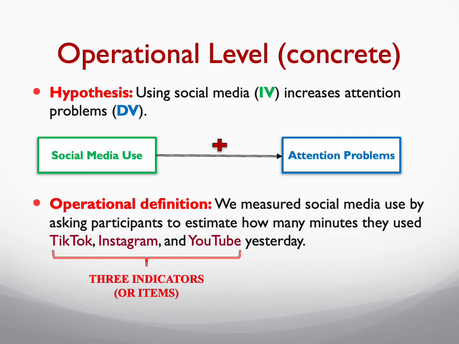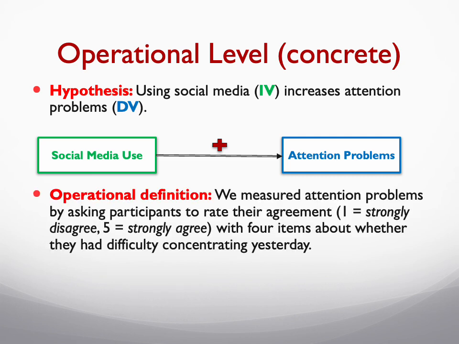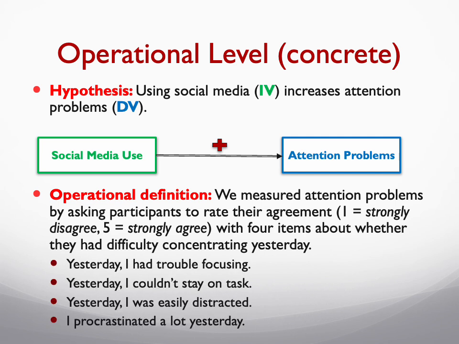So our operational definition is how we're actually going to measure this social media use in our study. And our indicators are those specific questions the participants are going to answer that are going to turn into numbers for us to analyze. And we might do something similar for attention problems. We might say, in this study, we measured attention problems by asking participants to rate their agreement on a scale of 1 to 5, strongly disagree to strongly agree, with 4 items about whether they had difficulty concentrating yesterday. And the 4 items might look like this.